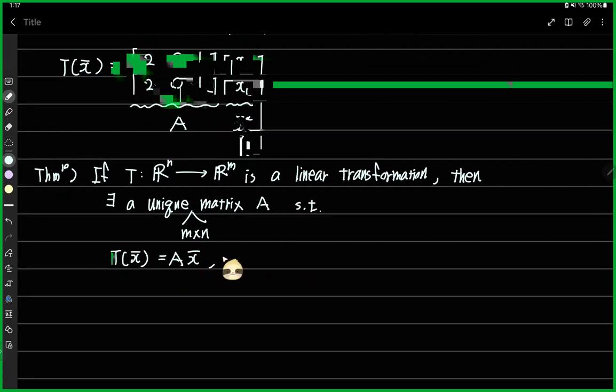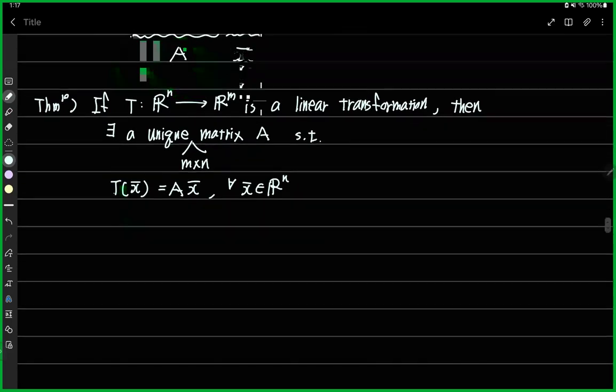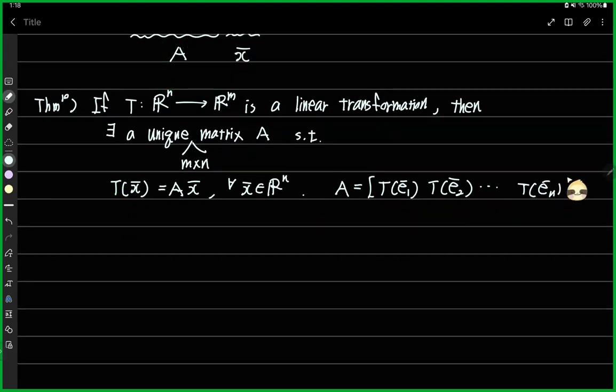For all X in R^n space. And the matrix A is actually what? T of E1, T of E2, through T of En. So now you see the relationship between the matrix and the linear transformation, right?